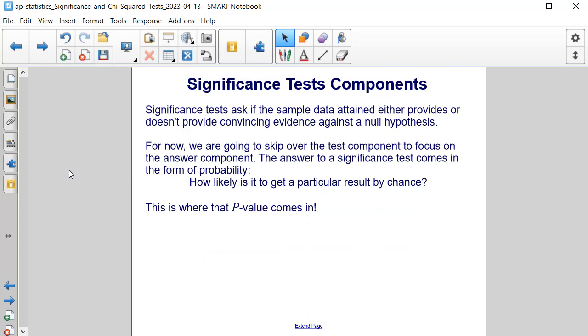Significance tests ask if the sample data attained either provides or doesn't provide convincing evidence against a null hypothesis. For now, we are going to skip over the test component to focus on the answer component. The answer to a significance test comes in the form of probability. How likely is it to get a particular result by chance? This is where that p-value comes in.